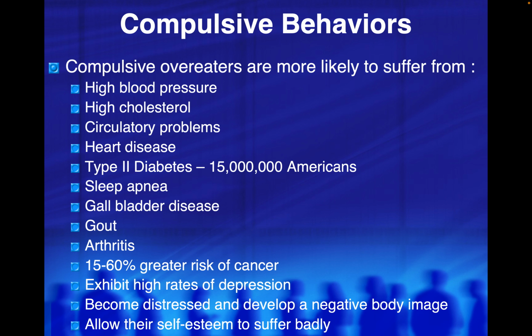Compulsive overeaters are more likely to suffer from high blood pressure, high cholesterol, circulatory problems, heart disease, type 2 diabetes. 15 million Americans have type 2 diabetes. Sleep apnea, gallbladder disease, gout, arthritis, and a 15 to 60% greater risk of cancer. They exhibit high rates of depression. They become distressed and develop a negative body image. They allow their self-esteem to suffer badly.